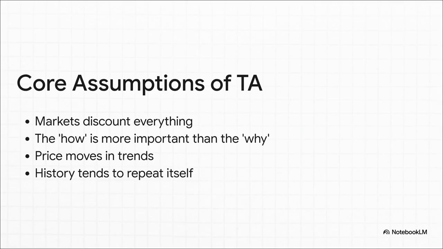And that leads right to the second point. The how is more important than the why. A technical analyst doesn't really care why a stock is going up, just that it is going up. Third, price moves in trends. An object in motion tends to stay in motion. And finally, the big one. History tends to repeat itself. Why? Because human psychology, fear, greed, excitement, doesn't really change over time.